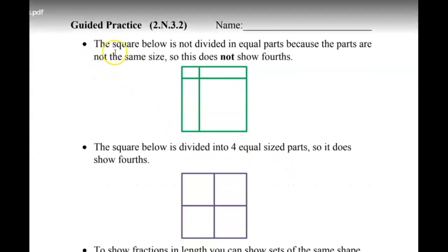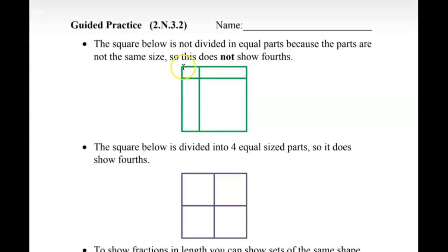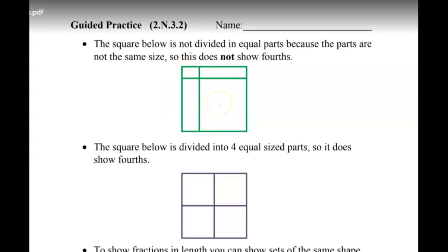So if you look at these, the square below is not divided into equal parts because the parts are not the same size. So this does not show fourths. It has to be equal. See how this one's real tiny and this one's real big? Those are not equal parts. So that does not show fourths.